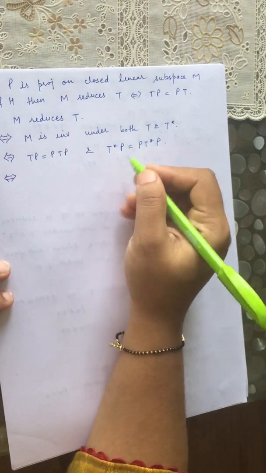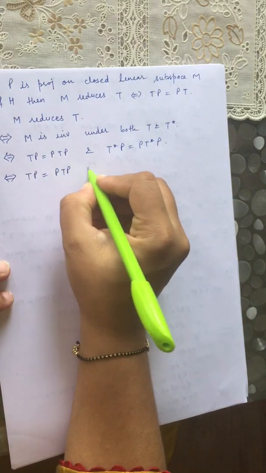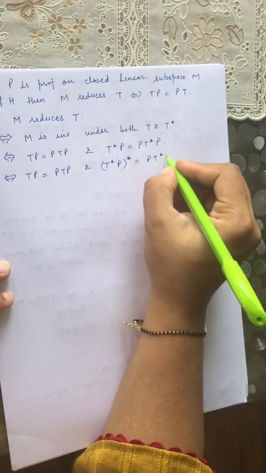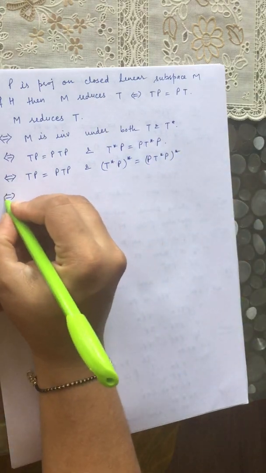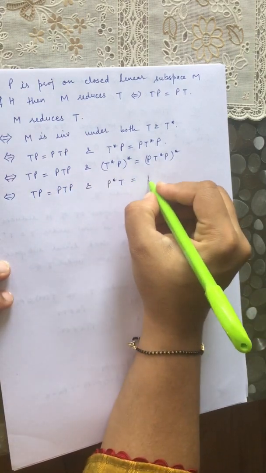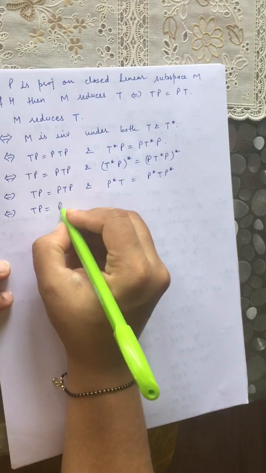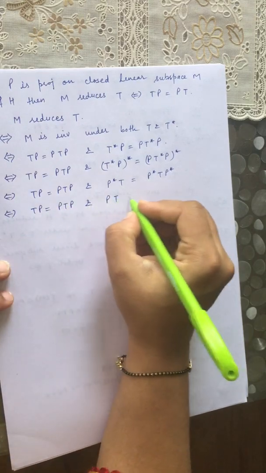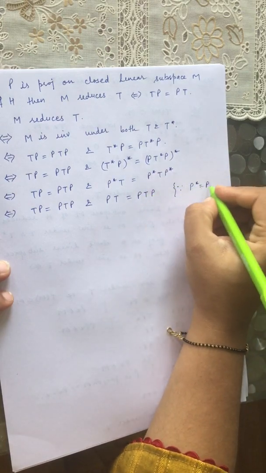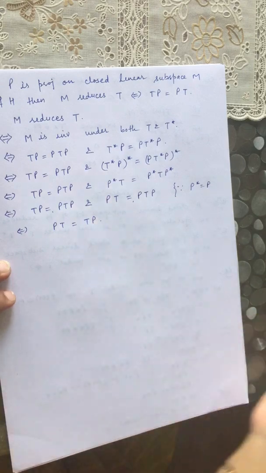So taking the adjoint of these two, we will get, if and only if, this is P star T, this is P star T P star. Because P is a projection, P star is equal to P, so it is PT, PT P, because P star is equal to P. Now from these two we can say PT is equal to TP.